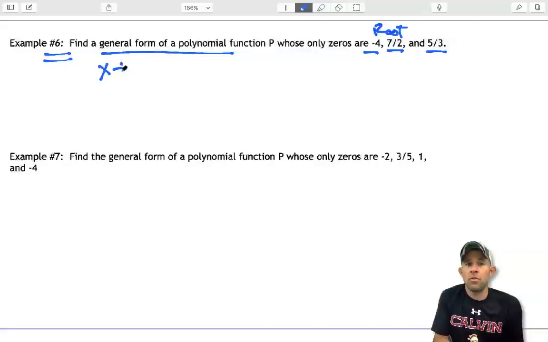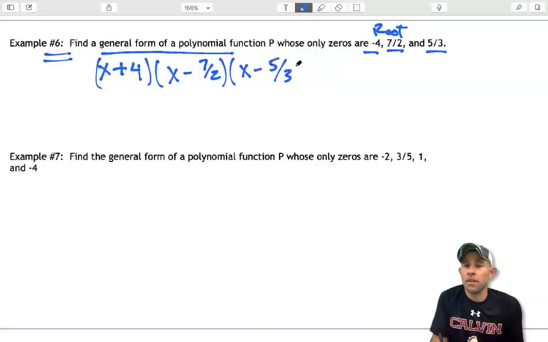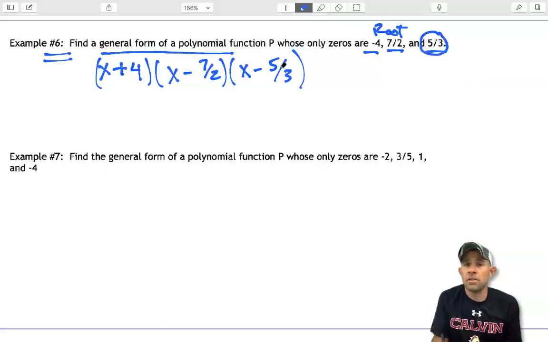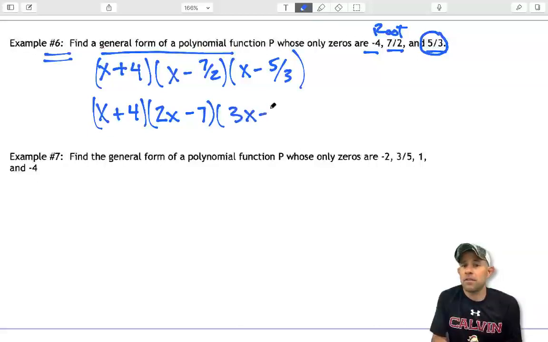So x minus a -4 turns into x plus 4. And then we have x minus our 7/2. And then x minus 5/3. Now, if you're really good and you want to know the next step, the ninja trick: whenever you have this 5/3, that 3 here is actually going to come from the number in front of x. And same thing with this 2. So really the proper way of writing this would be x plus 4 times 2x minus 7 times 3x minus 5. And there you go. These are the factored forms.